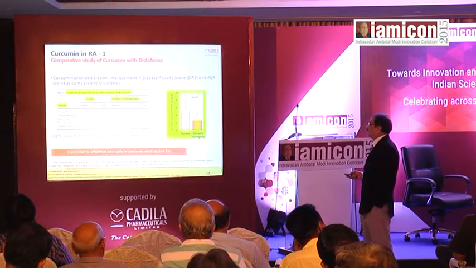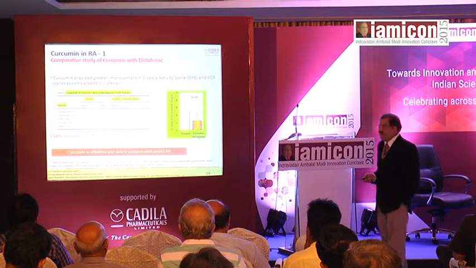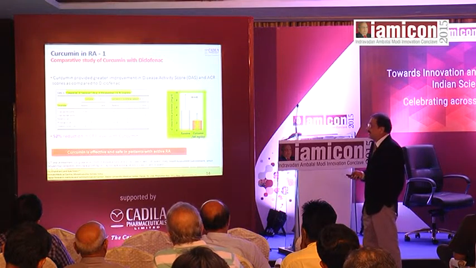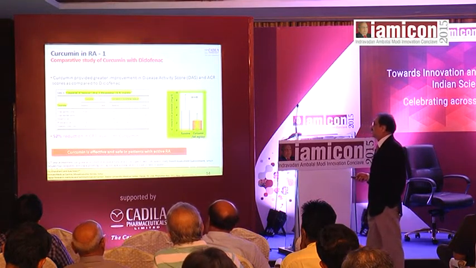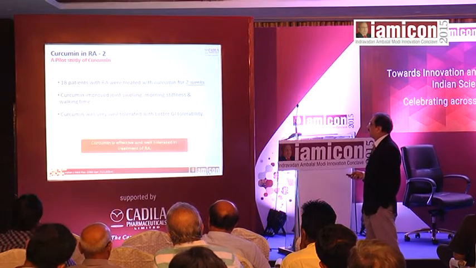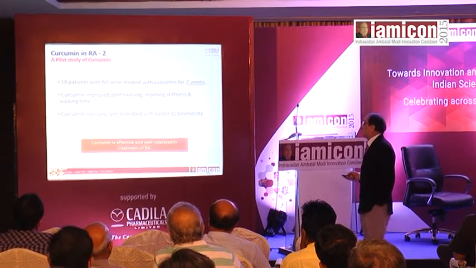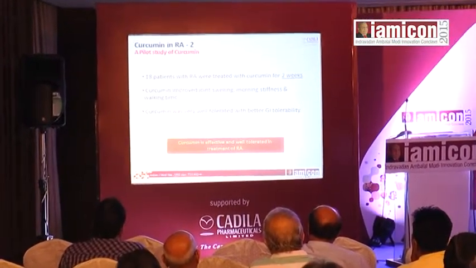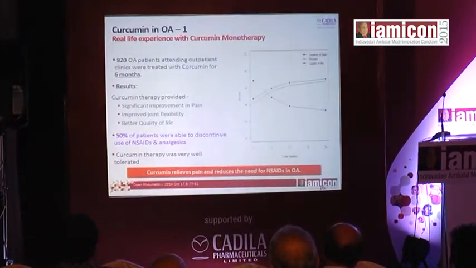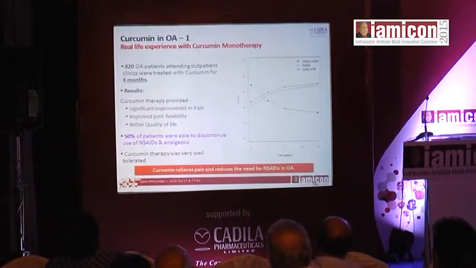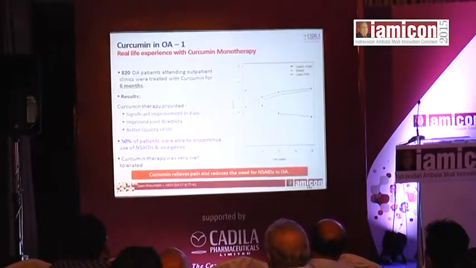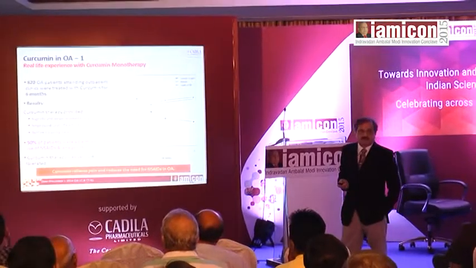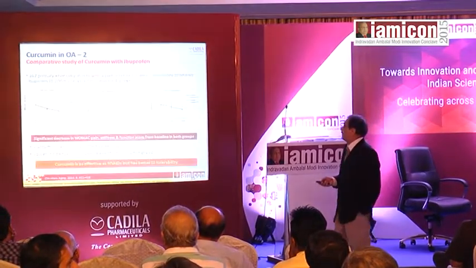The comparative study with diclofenac shows it is effective and safe in patients with active rheumatoid arthritis. There is a significant reduction in the level of C-reactive protein. It is also effective and well tolerated during the treatment because it has better GI tolerability. Curcumin relieves pain and reduces the need for NSAIDs. As we just discussed, the dosage of associated NSAIDs is reduced.